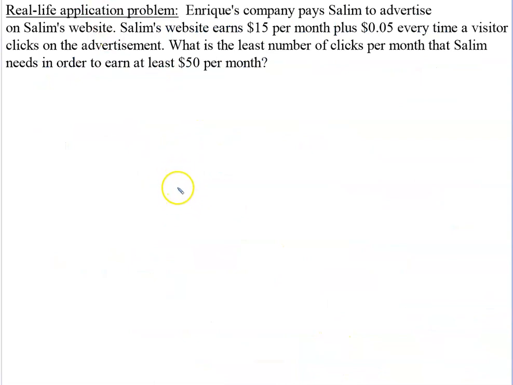Okay, so we wrapped up our class today by looking at a couple of real-life application problems.